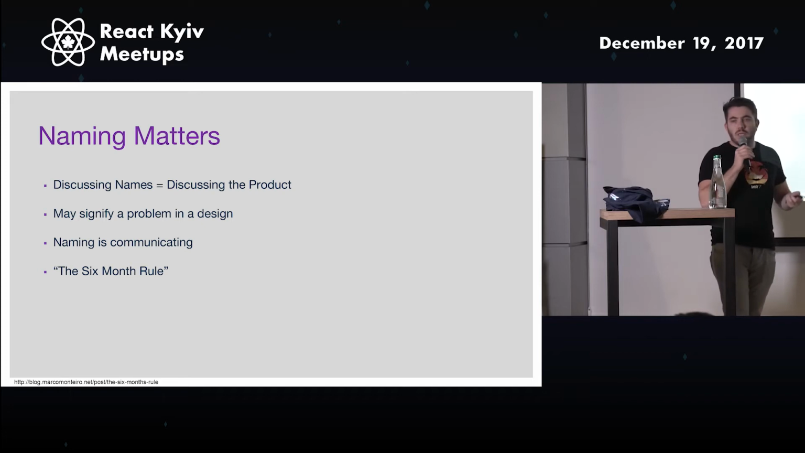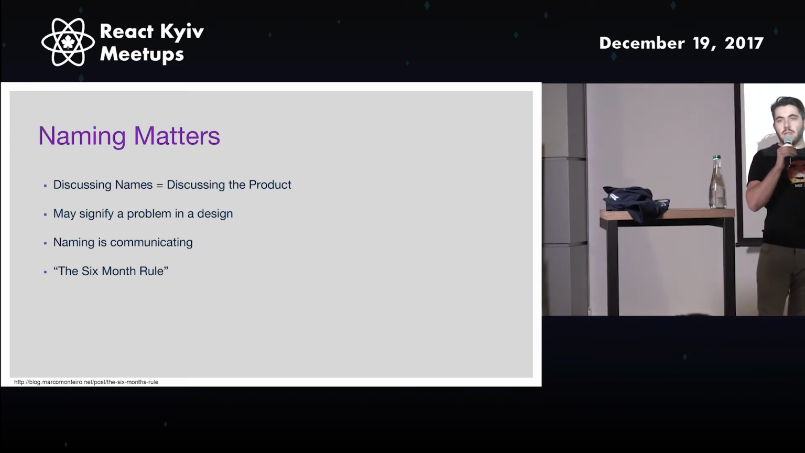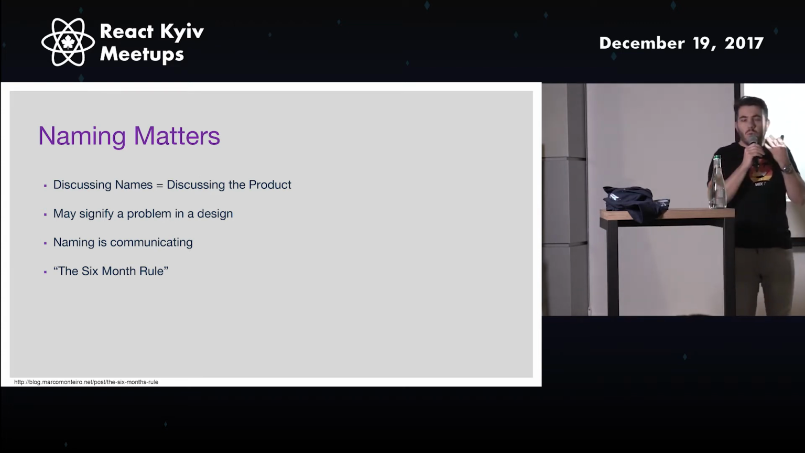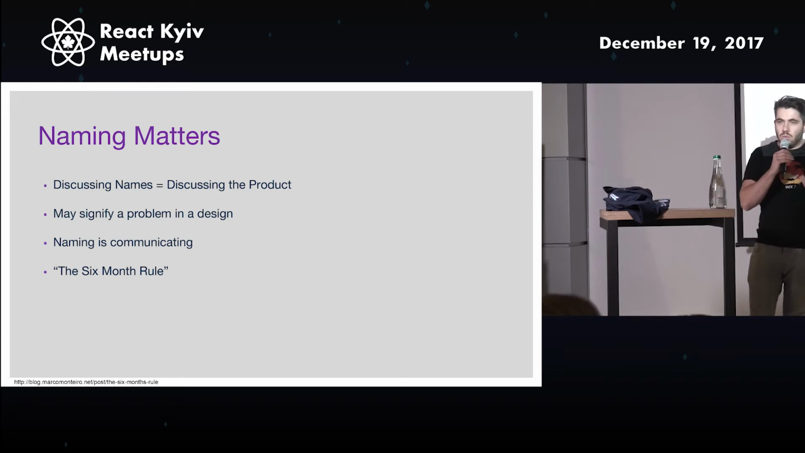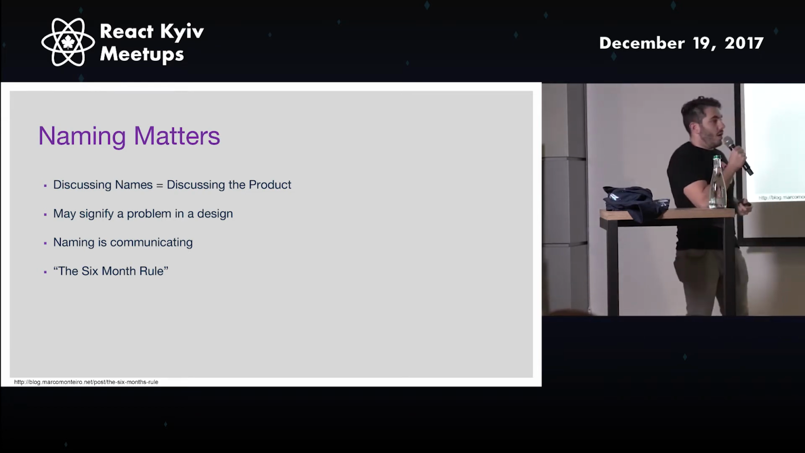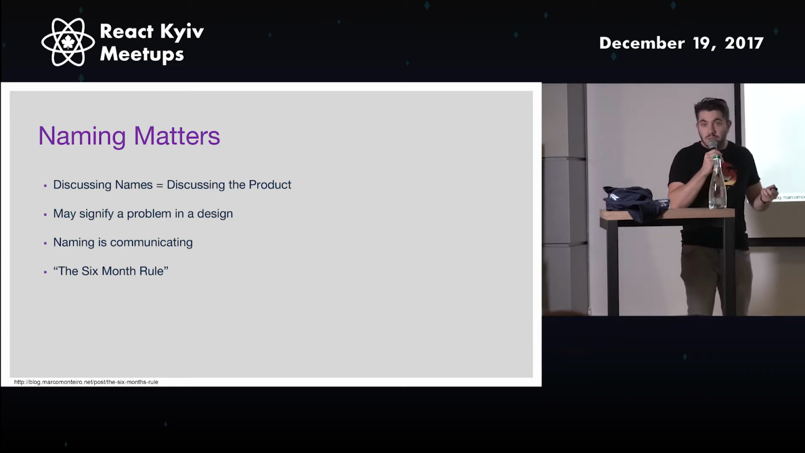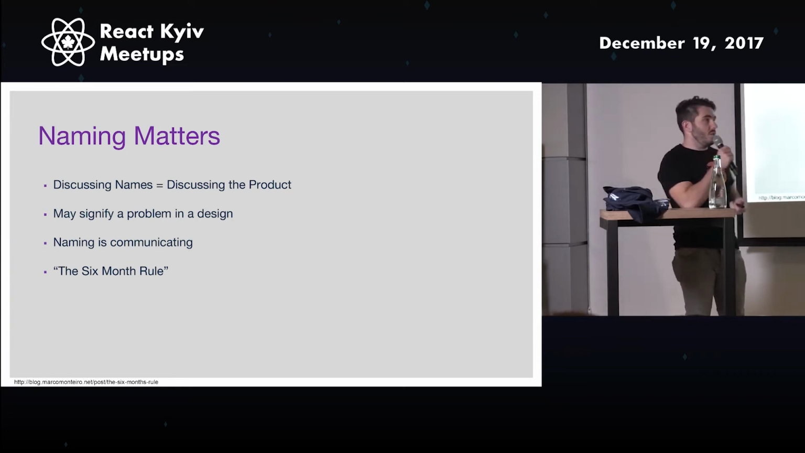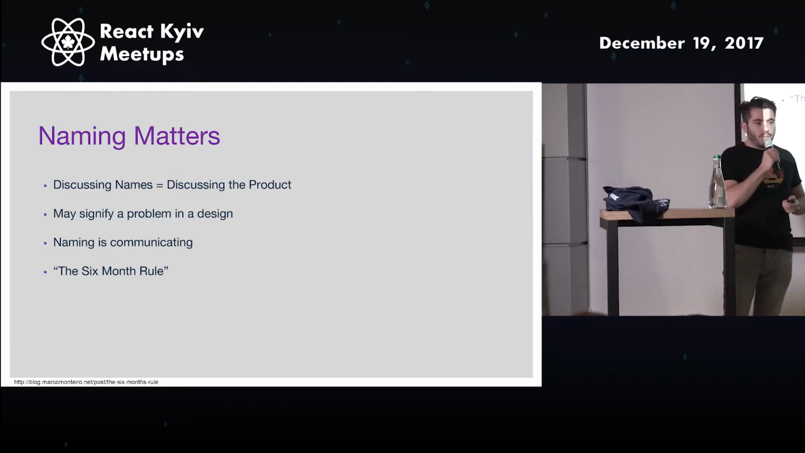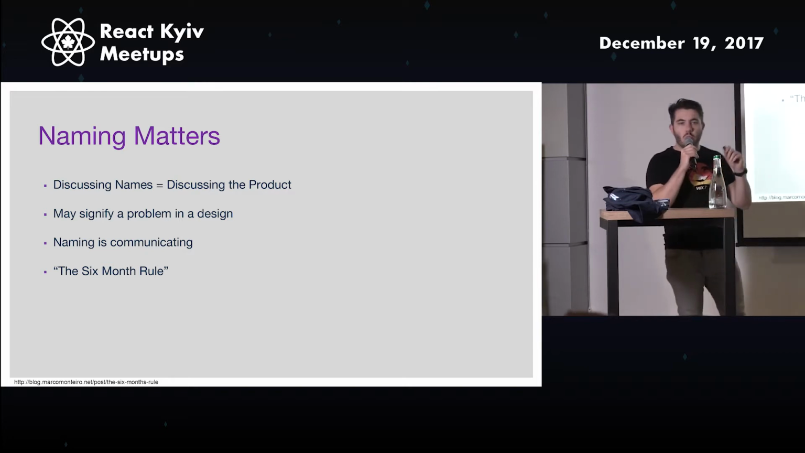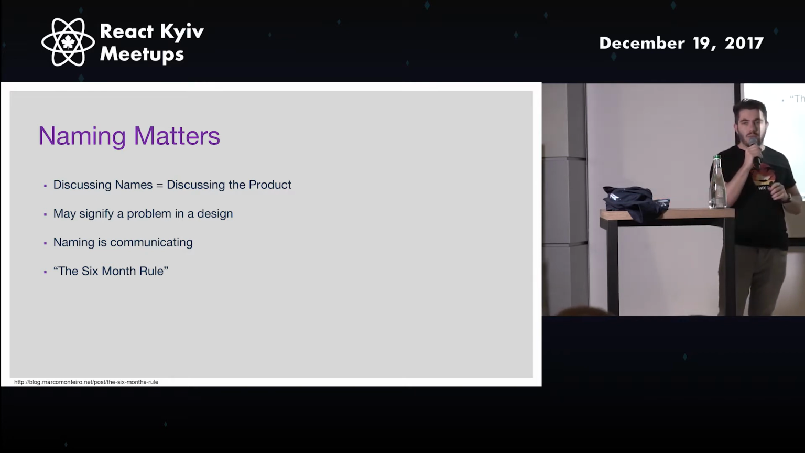And naming is communicating, right? It's communicating with yourself. It's communicating with your peers. You're basically telling them what this thing does. You are telling a story. And if you are telling a crappy story, then you and your peers will have to deal with that. And this is also the main way to cope with something called the 6-month rule.